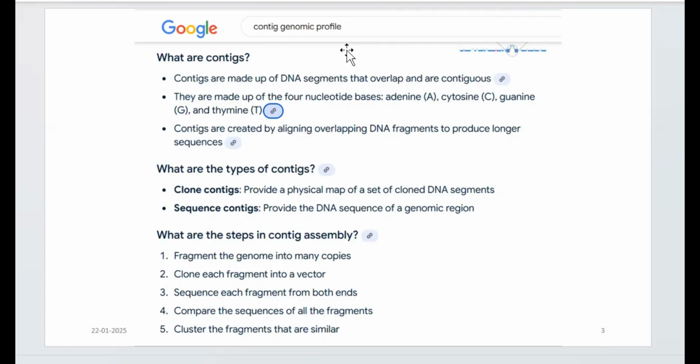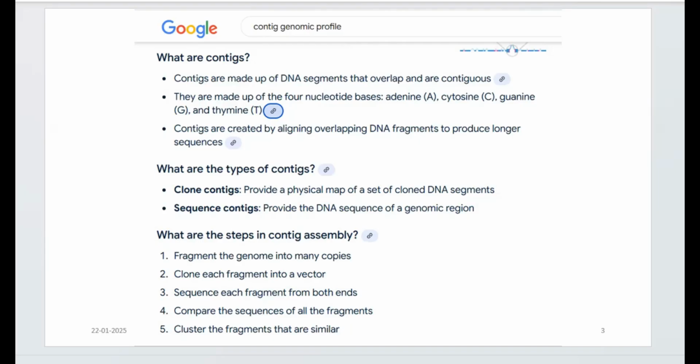So what are the steps in contig assembly? These are the terminologies which you will have to correlate when we learn about shotgun sequencing. Fragments are generated out of the DNA, many copies are generated, then each fragment is cloned into a vector, sequence of each fragment from both the ends is done, and then you align these sequences, compare the sequences, and find out the entire sequence for the particular region of the DNA or maybe the entire genome. That is clone contig, right? But you can have sequence contigs where you are not doing any cloning also, right?